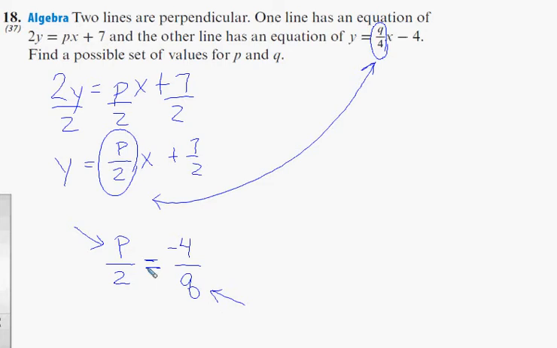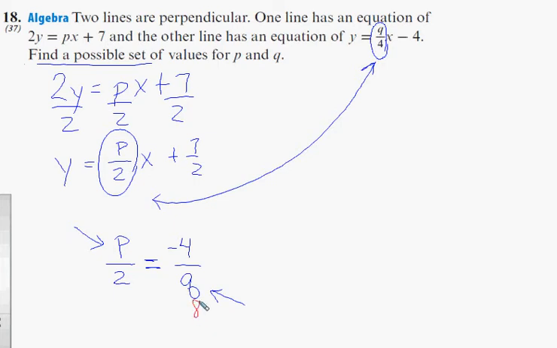All right, so I'm going to say that I want q to be 8. Could I choose q to be 10? Sure I could, but I'm just arbitrarily choosing q to be 8. Look, it says find a possible set of values. There are an infinite number of correct answers, okay?